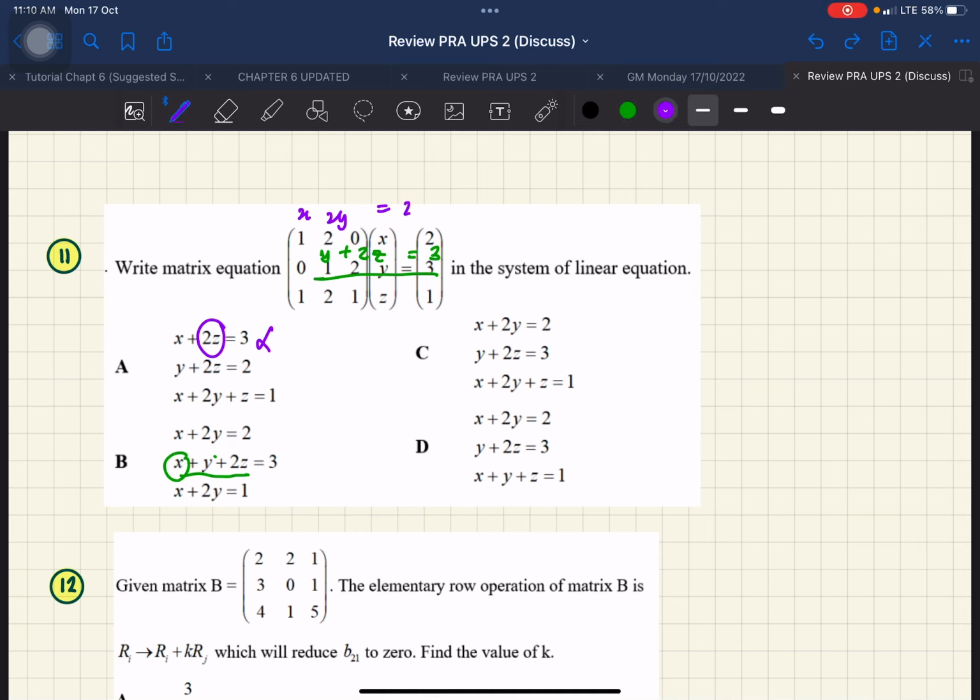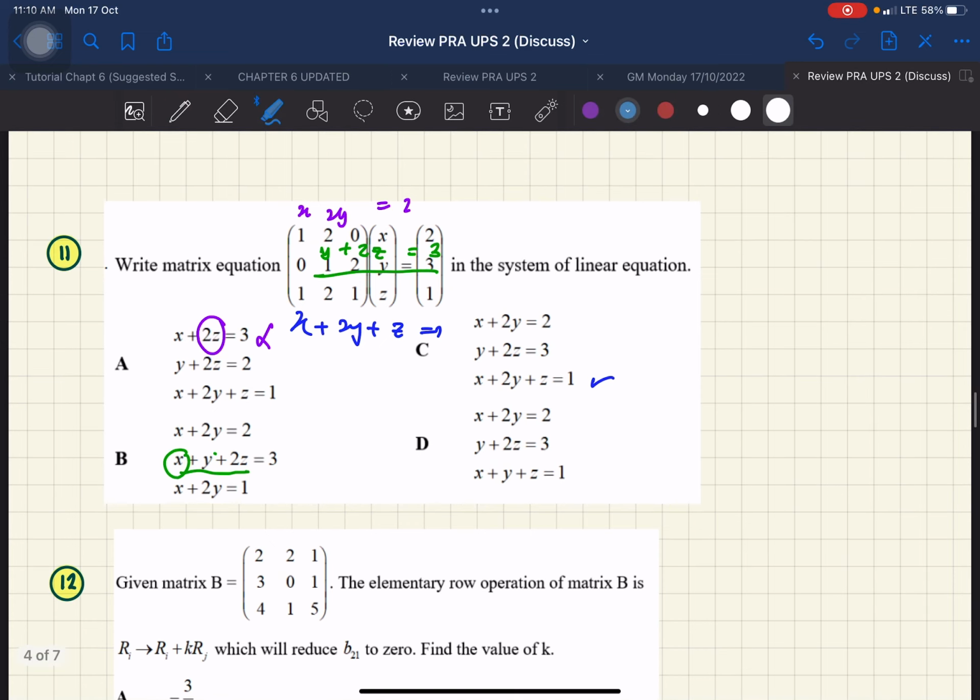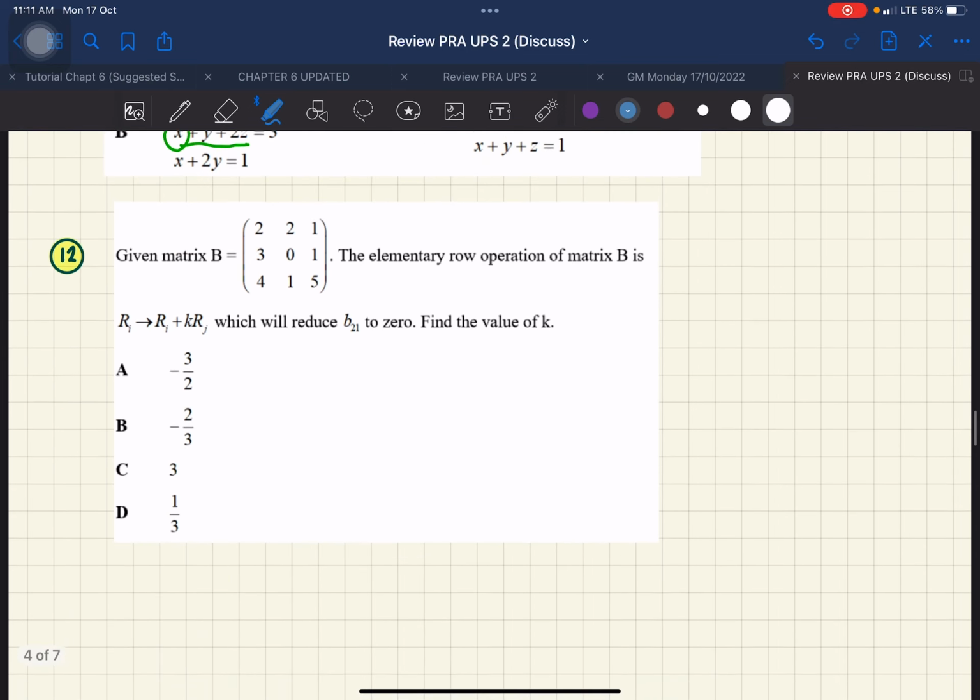Apa yang kita ada? So, kena warna lain pula. So, kita ada x plus 2y plus z equal to 1. So, x plus 2y plus z equals to 1. Ni sahaja yang betul. So, jawapan kita C lah. Okay. Ni saya yakin awak memang boleh betul. Boleh sangat-sangat untuk betul. Kalau salah pun sebab careless je.